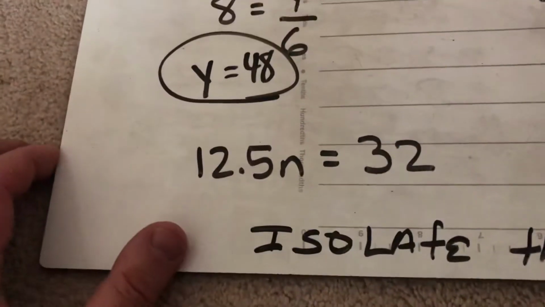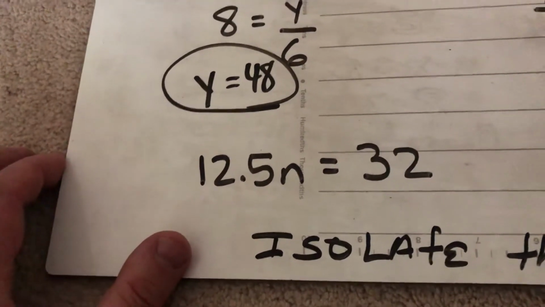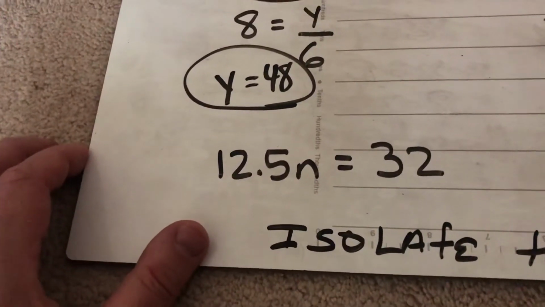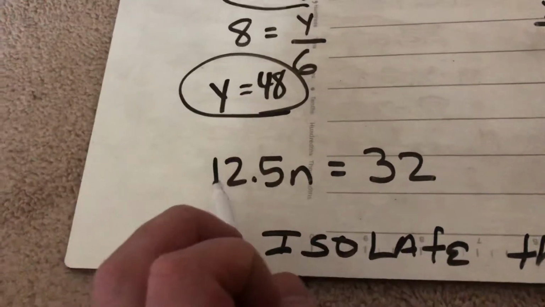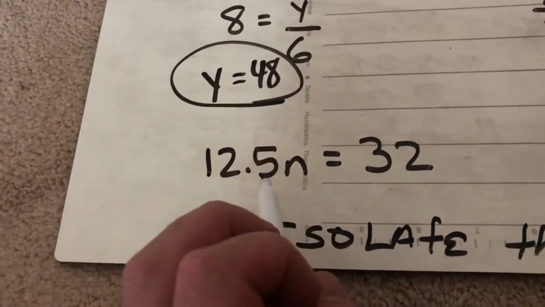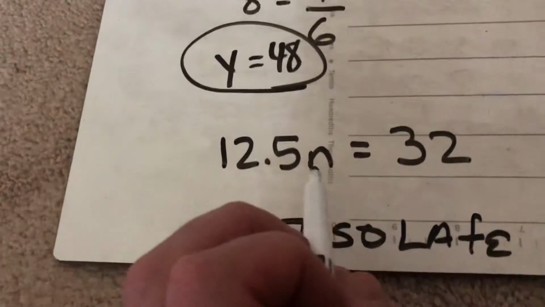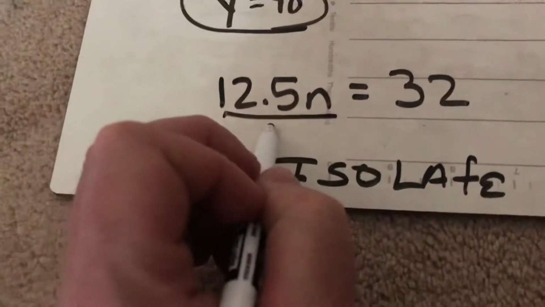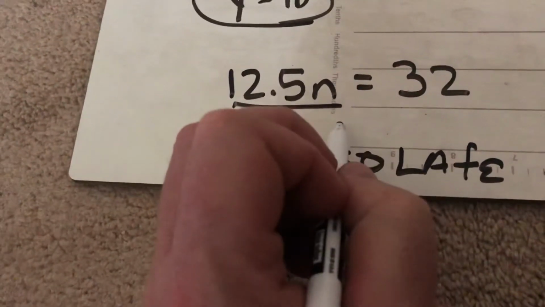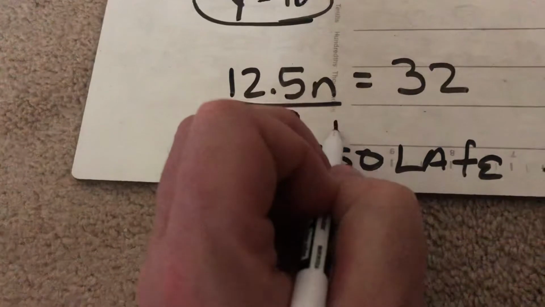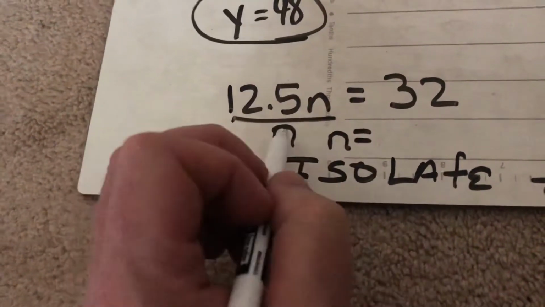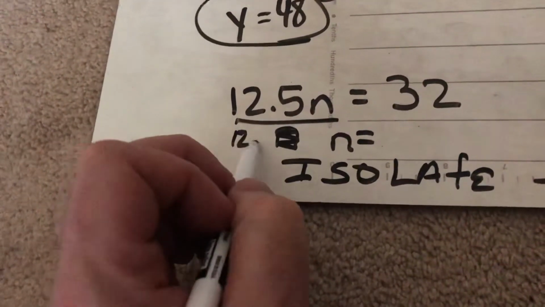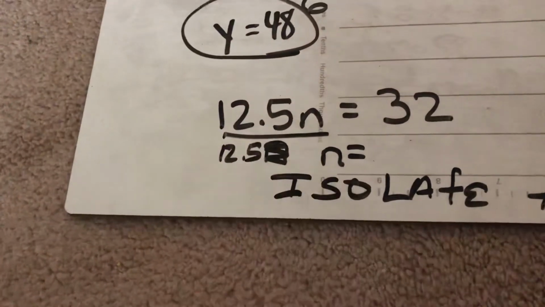x equals 153. All right, well, 12.5, or 12 and 5/10, n equals 32. Well, this is a division problem, so I'm going to be dividing everything by 12.5. When I divide this side by 12.5, I get just n.